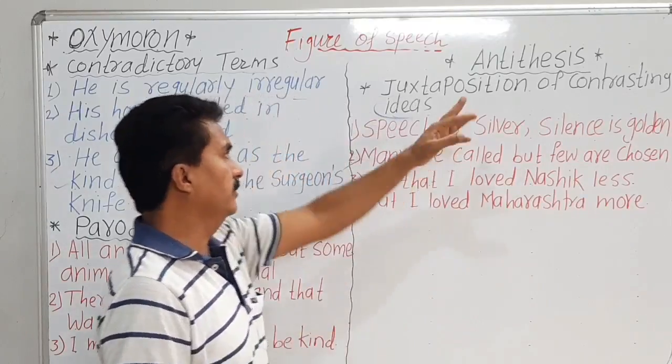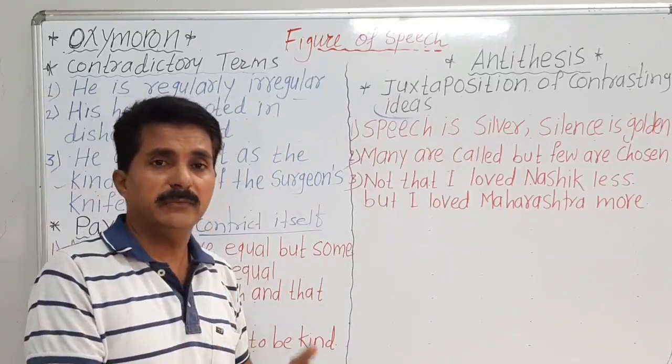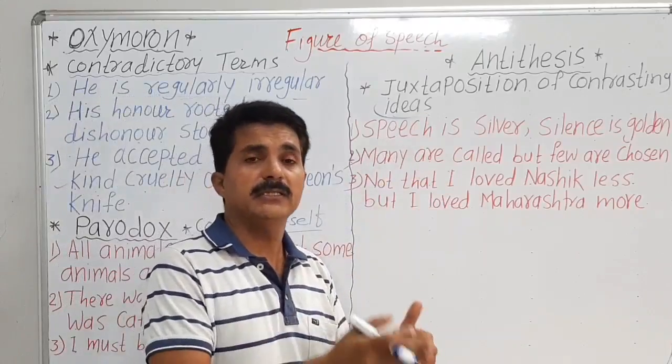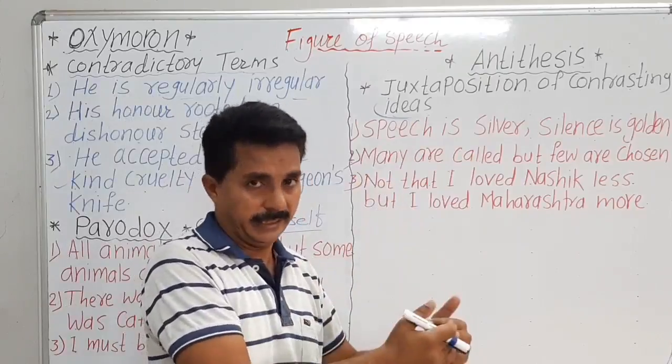I hope you understood the difference between antithesis and paradox. In paradox, the second statement contradicts the first. Here, the second statement doesn't contradict the first, but both statements remain individually correct, right?